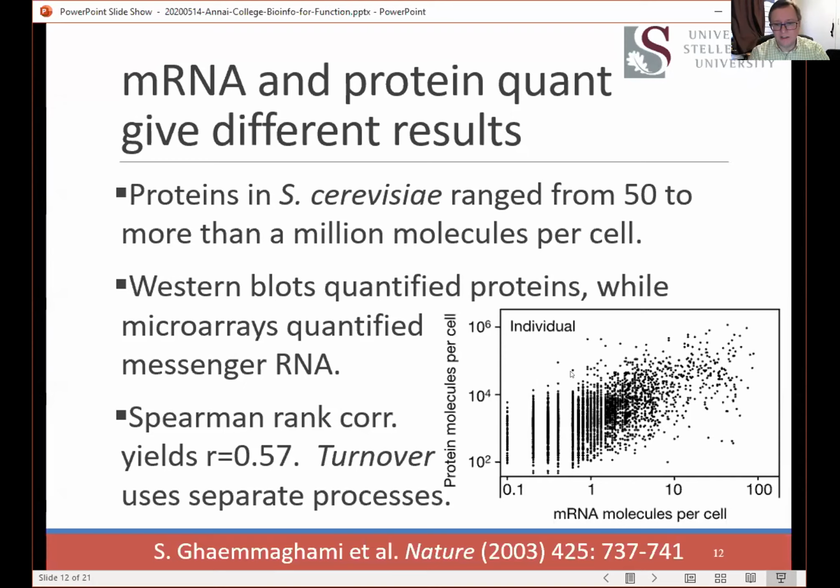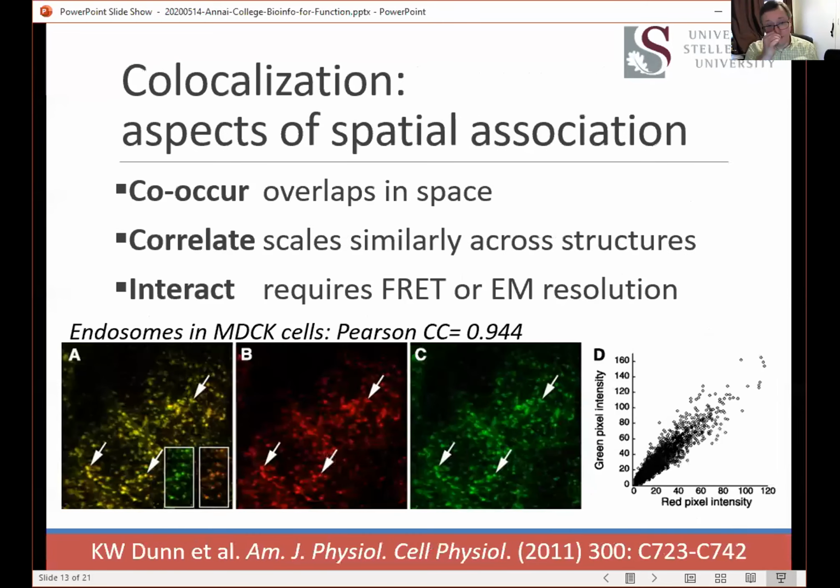If you look at this plot at the right, you're seeing their estimated number of protein molecules and their estimated number of RNA molecules. And you don't see a really strong diagonal here. It's, yes, the more copies of RNA, the more protein you have as a general rule, but there are a lot of exceptions to that. So certainly we get information about protein levels that can be quite divergent with what we see in gene expression levels.